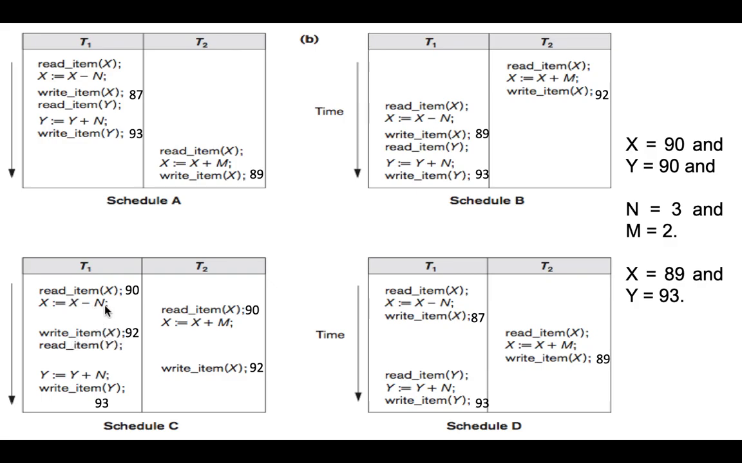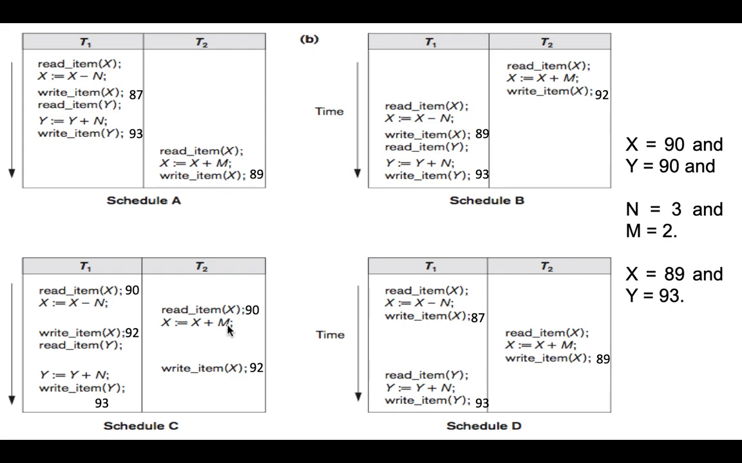So x equal to x minus n, it is just a temporary variable. So x is read as 90 over here. Nothing is updated. Again, when t2 tries to read x, now things are occurring in an interleaved fashion. When t2 tries to read x, it is again getting the value of x as 90. Okay, why? Because this write item x did not perform over here. So t2 x is read as 90.